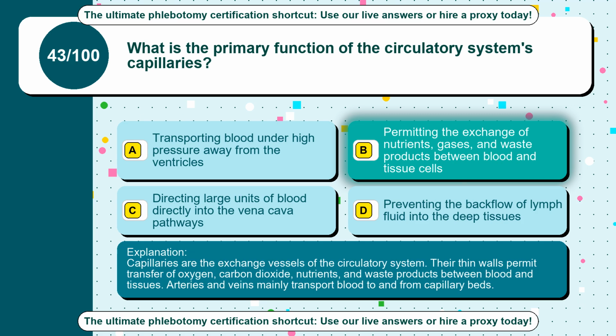Capillaries are the exchange vessels of the circulatory system. Their thin walls permit transfer of oxygen, carbon dioxide, nutrients, and waste products between blood and tissues. Arteries and veins mainly transport blood to and from capillary beds.